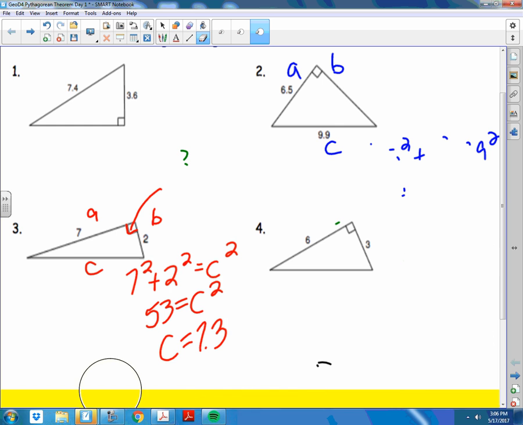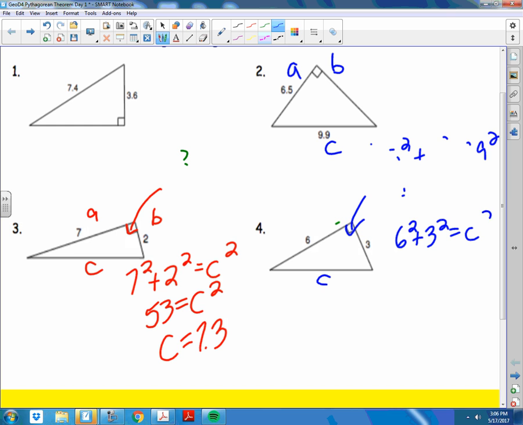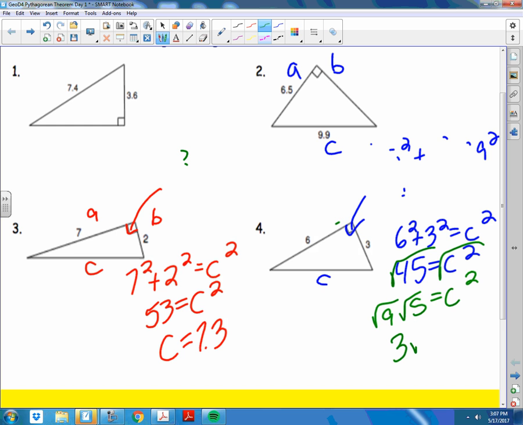And finally, simplified radical. So again, we find C. So we end up with 6 squared plus 3 squared equals C squared. 36 plus 9, which is 45, equals C squared. Square root. Now, last few days, we've been simplifying radicals. What's the split on the square root of 45? Good square root, bad square root. 9 and 5. So the square root of 45 becomes the square root of 9 times the square root of 5. Square root of 9 becomes 3 root 5, and that is the value of C.